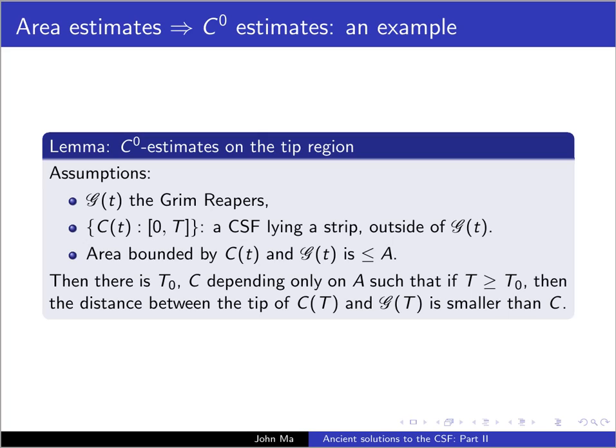There is a positive time T_log and a positive number C, depending only on the area bound A, so that when the curve shortening flow has flowed long enough, that means when capital T is bigger than T_log, the distance between the tips of the curve shortening flow C_T and the grim ripple is smaller than C. That means we have a C0 estimate: the curve shortening flow C_T cannot be too far away from the grim ripples once you allow the flow to flow a long enough time, and once you have the area bound between those two solutions.